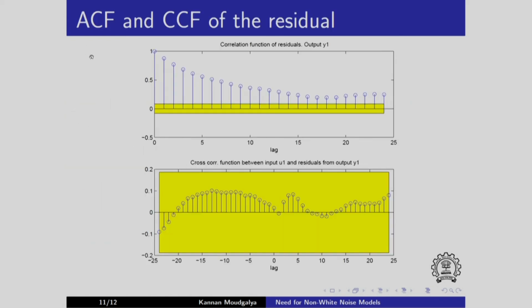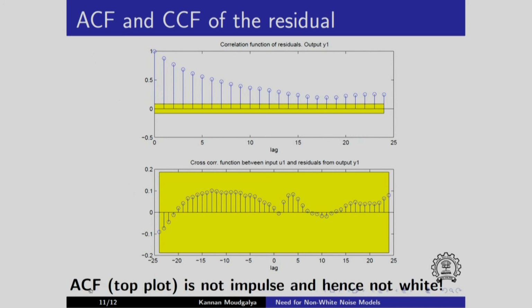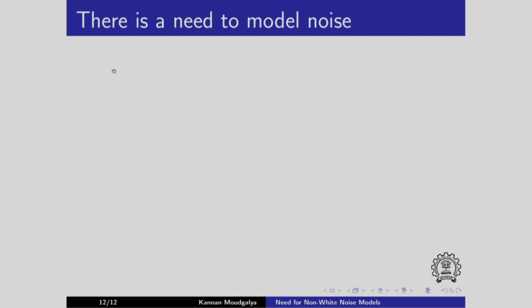Here I have plotted the ACF and CCF of the residual. You can see that the ACF, which is the top plot, is not an impulse. Remember, if it is white, it would have been a clean impulse function. That is not the case. It is not an impulse. In fact, it takes a very long time to decay to 0, and hence this is not at all white. So there is a need to model this noise in a more elaborate way.